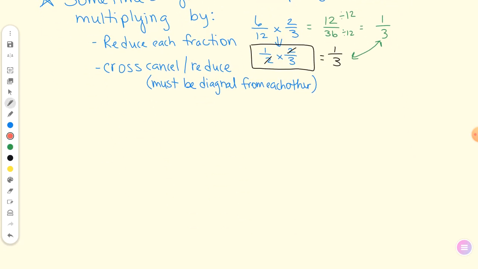Nate, give me a fraction. 6/12. Besides 6/12, because we just used that one. 8/12. Okay. 8/12 times 4/5.